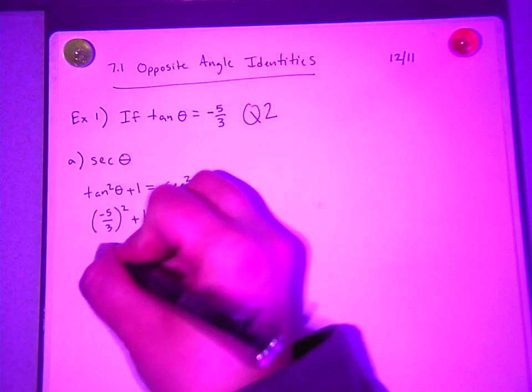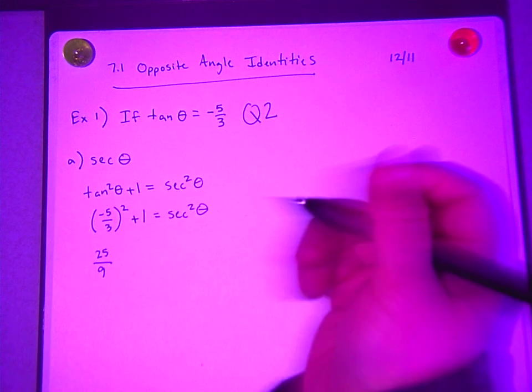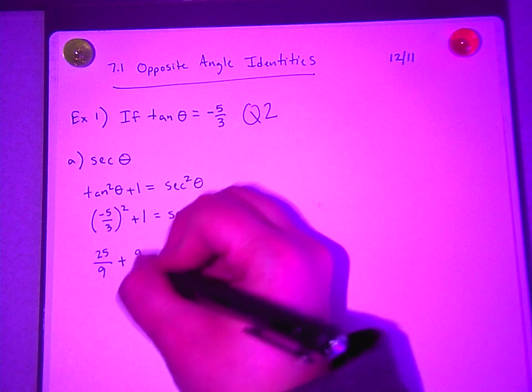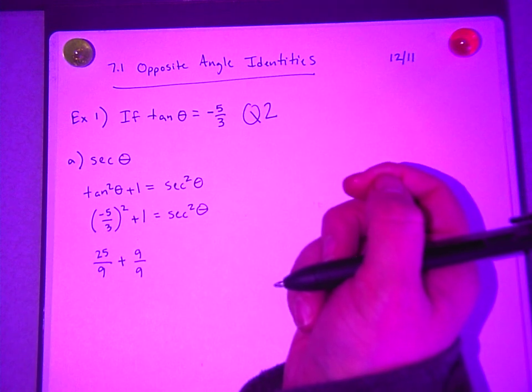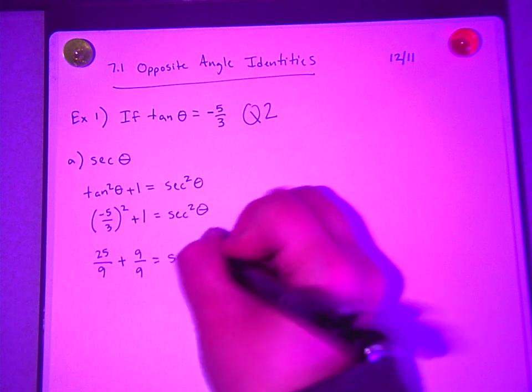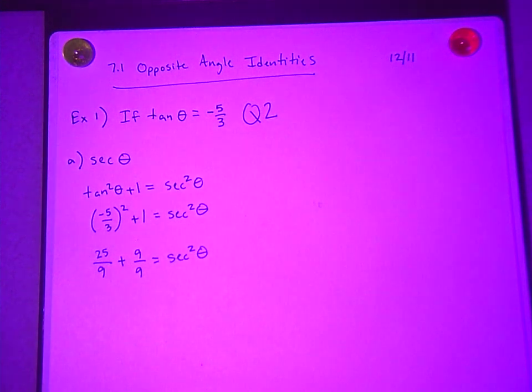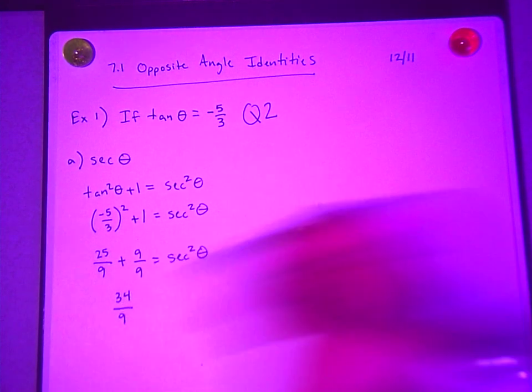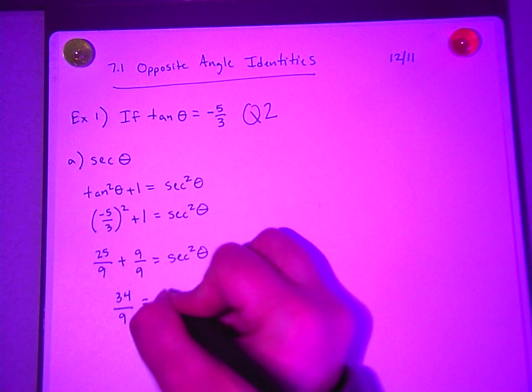Square it, so I've got what, 25/9? Plus, I know I'm going to add it to this 1, so I'm going to make this 9/9, equals secant squared theta. 25 plus 9 is 34. 34/9 equals secant squared theta.